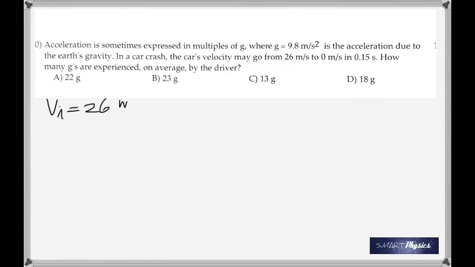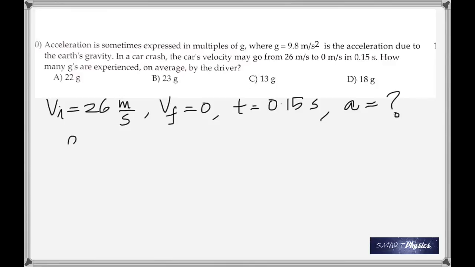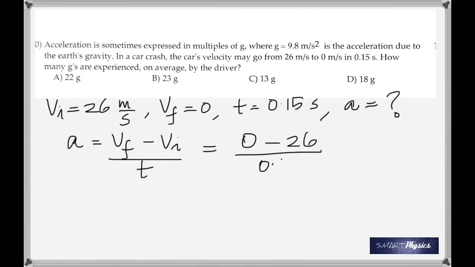The initial velocity is 26 meters per second. The final is 0 there, and the time is 0.15 seconds. And we could find the acceleration. To find the acceleration, we have to use Vf minus Vi by t, and that gives 0 minus 26 by 0.15. You get 173.3 meter per second squared.